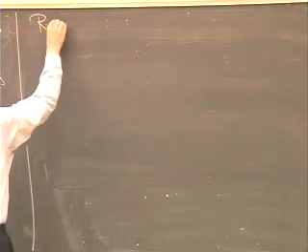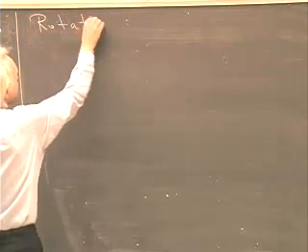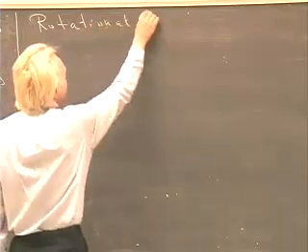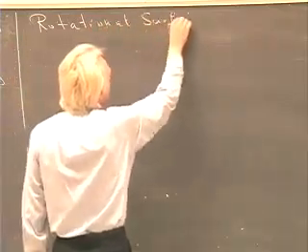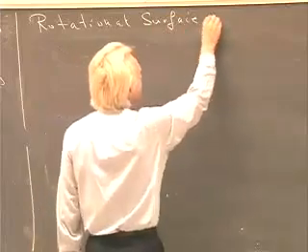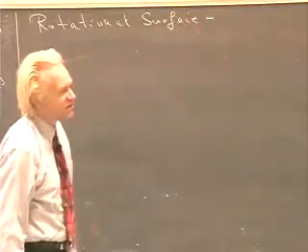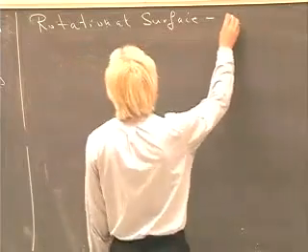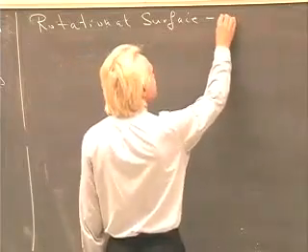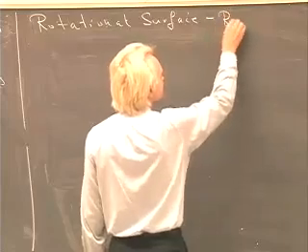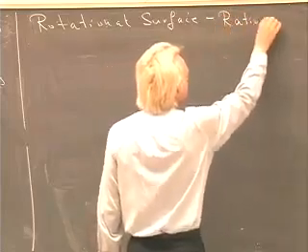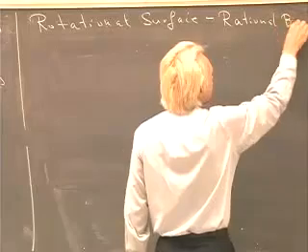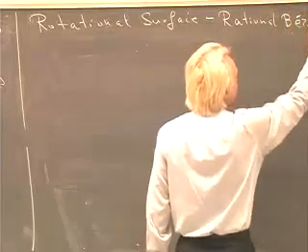Rotational surface. I just do the rational Bezier case. I can also go to the rational NURBS, the rational B-spline case, later. Rational surface, rational Bezier surface, Bezier surface.